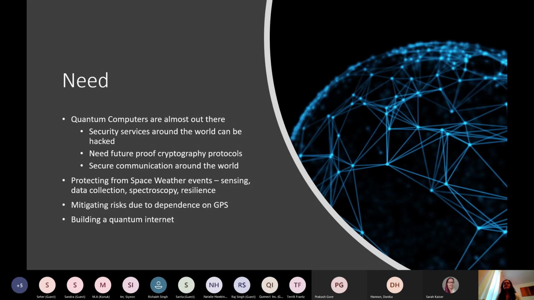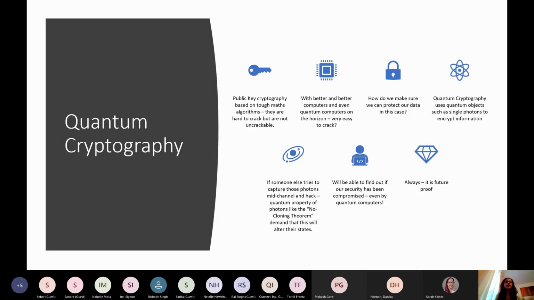And the need to do that is that all of us know that quantum computers are almost out there. Admittedly, there is a lot of hype around it, but hype or no hype, security services around the world can be hacked as soon as the quantum computers are on the market. So if we are trying to plan for the next 10 to 15 years, we should remember that we need future-proof cryptography protocols. Now, what does that actually mean, right?